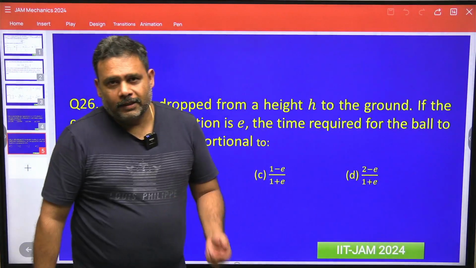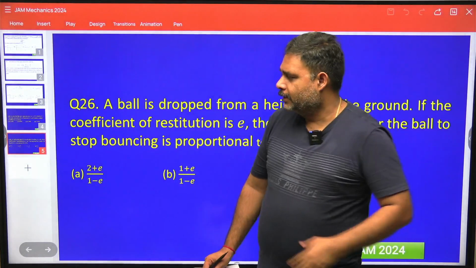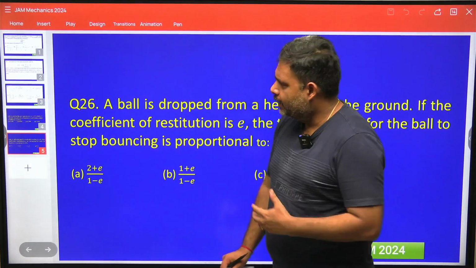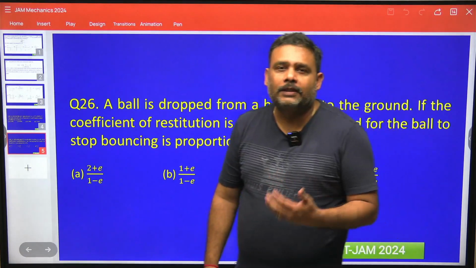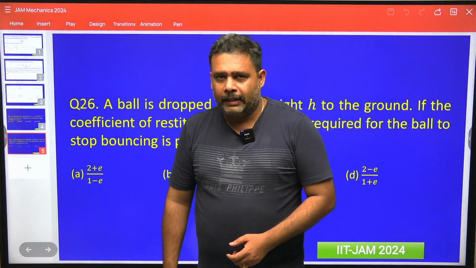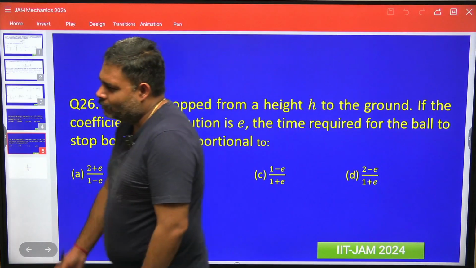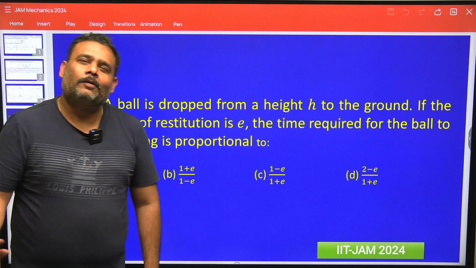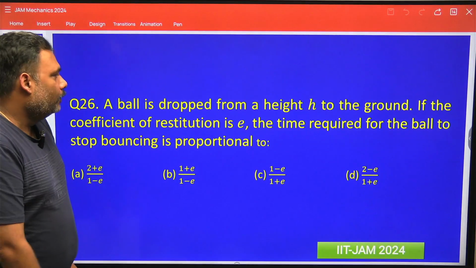Hello friends, let's try to solve one more problem from IIT JAM 24, and this is from mechanics. This problem is a very nice one, all about understanding the coefficient of restitution and the collision. It is one of the very famous problems. Most people remember the final result, but we can just solve it completely.